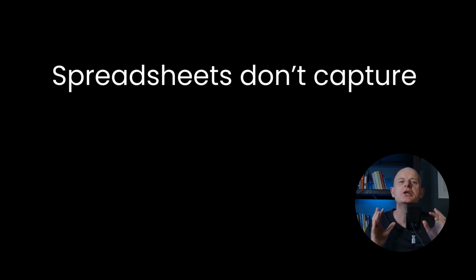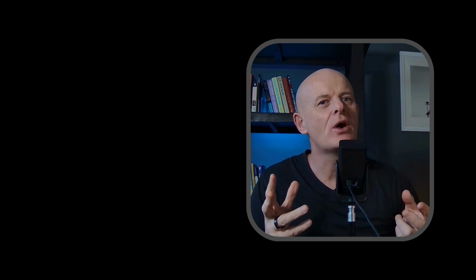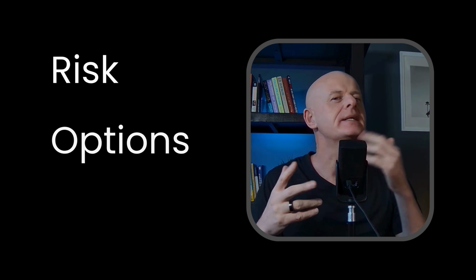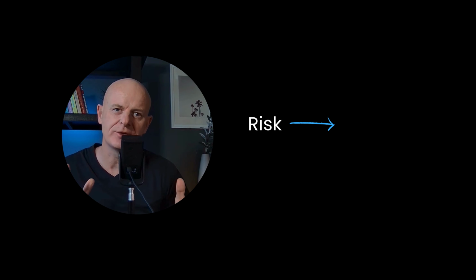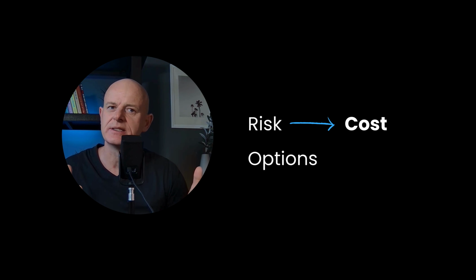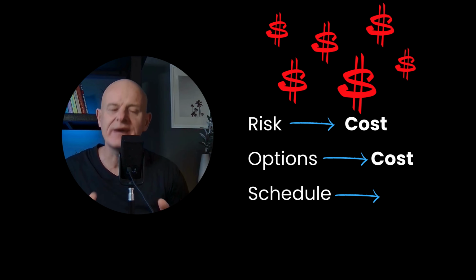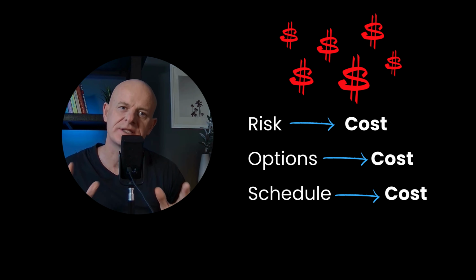Here's the takeaway for you. Not all cost information shows up on a spreadsheet. During development, always think of risk, options, and schedule. Risk has a cost associated with it. Options relates to cost, and your schedule definitely is a cost consideration.